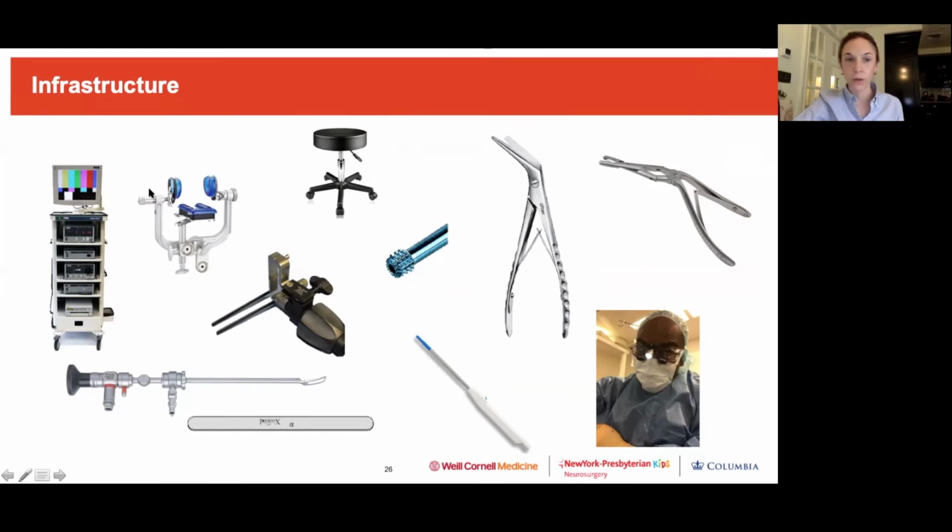I don't use this anymore, so we won't discuss that. This is a Doro head frame, which holds children in the Sphinx position, which I'll show you. And this is a really cool tool that's developed over the last few years, and we just published on our use of it. This is the Sonopet. This removes bone and provides hemostasis at the same time through ultrasonic aspiration instead of a drill, and allows you therefore to get into really small spaces and do this procedure with much less bone removal, much faster, and much less blood loss.